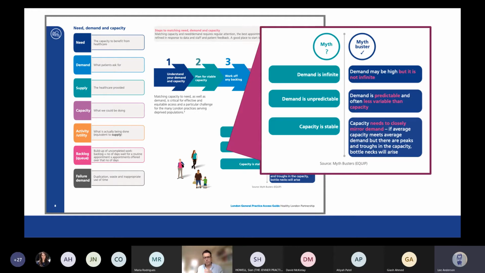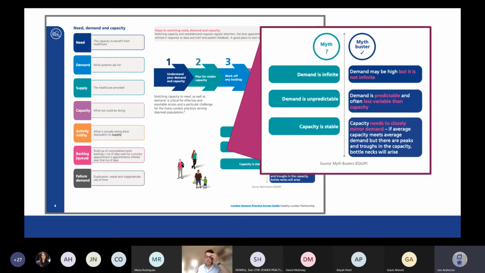Through the work we've done with multiple teams looking at access, I think we've managed to bust a few myths along the way. When we speak to practice teams, the question often comes up that demand is infinite, so if we just offer more capacity, it'll always just get filled. We absolutely know that that's not the case. Demand is high, but it's not infinite, and it's actually very predictable.